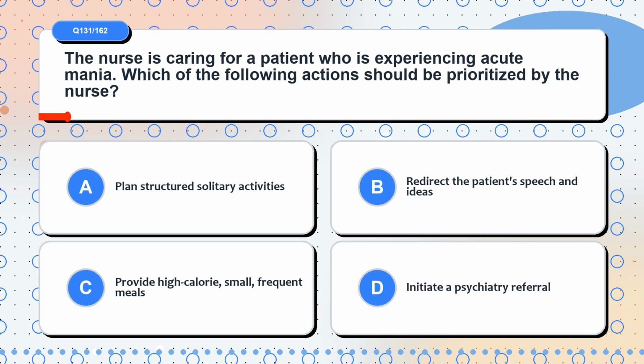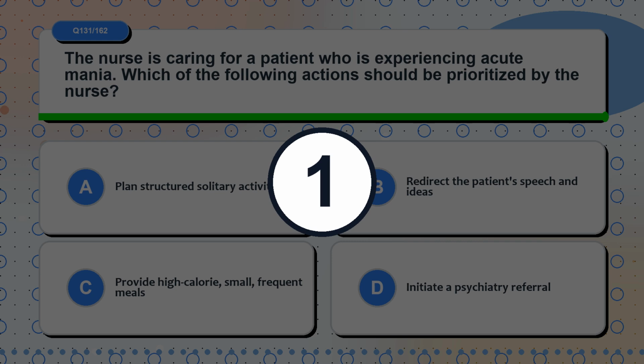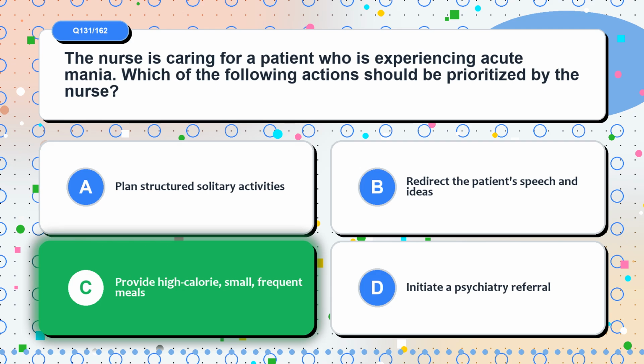Question 131. The nurse is caring for a patient who is experiencing acute mania. Which of the following actions should be prioritized by the nurse? Here are the options. Option A. Plan structured solitary activities. Option B. Redirect the patient's speech and ideas. Option C. Provide high-calorie, small, frequent meals. Option D. Initiate a psychiatry referral. The correct answer is option C.